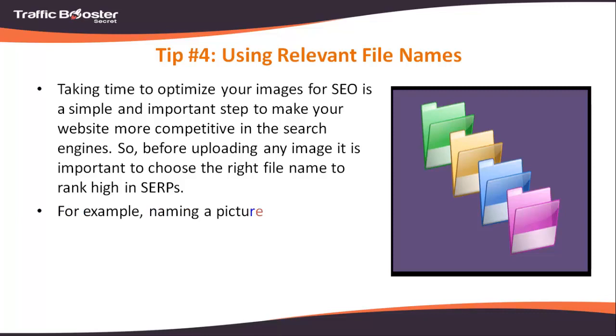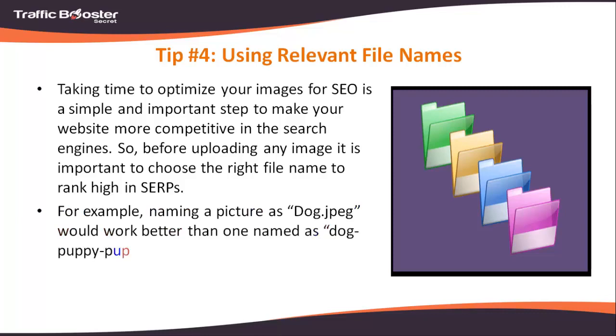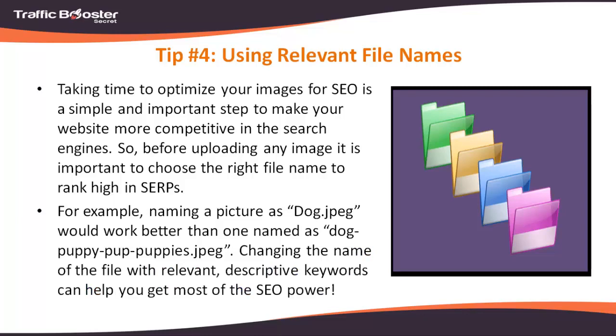For example, naming a picture as dog.jpg would work better than one named as dog-puppy-pup-puppies.jpg. Changing the name of the file with relevant descriptive keywords can help you get the most of the SEO power.